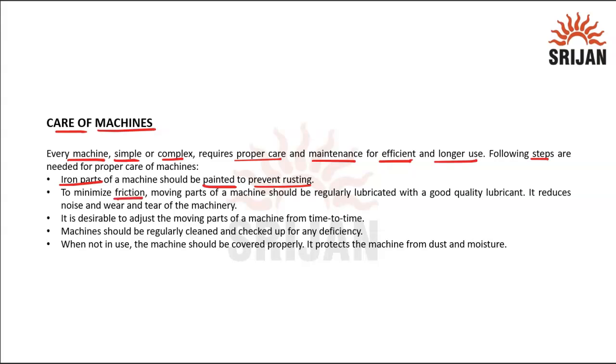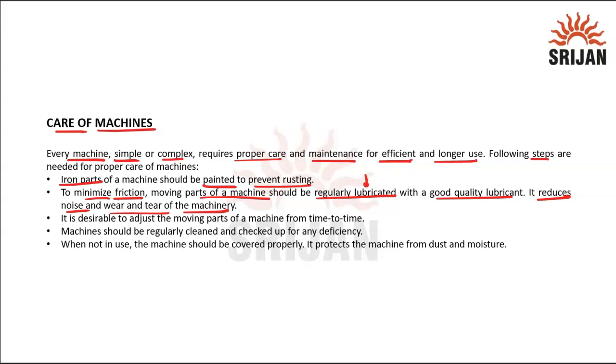To minimize friction, moving parts of a machine should be regularly lubricated with a good quality lubricant, and it will reduce noise, wear and tear of the machinery. If you are using a pulley, or any kind of machine which works on a lever, make sure that it is properly lubricated using oil or grease, which can be considered good quality lubricants. It will not only reduce the noise and the wear and tear, but also reduce friction, so it works smoother.